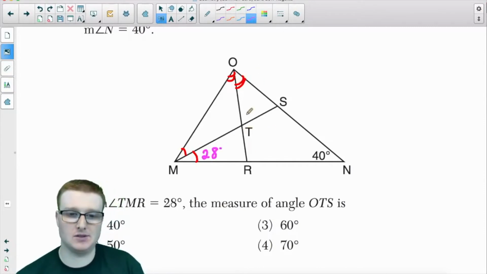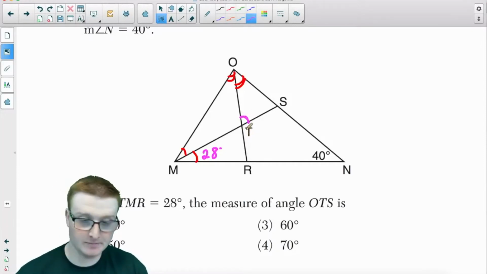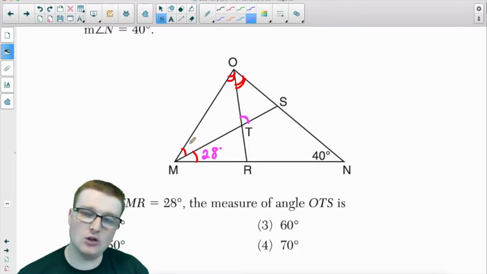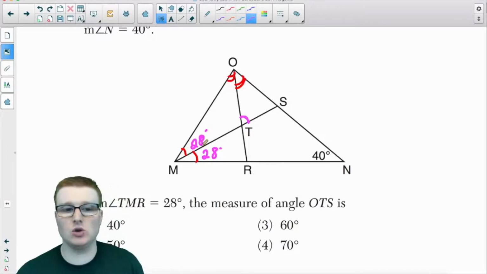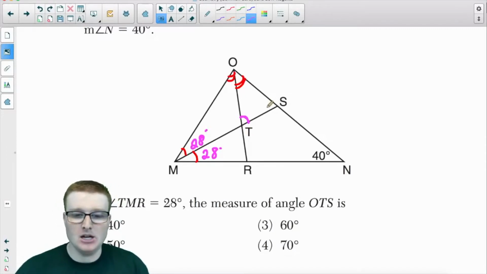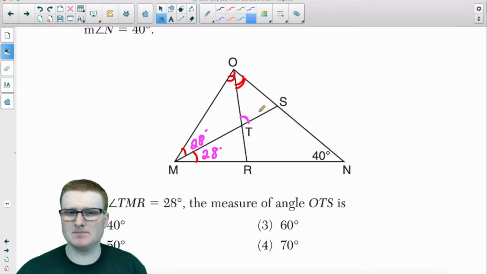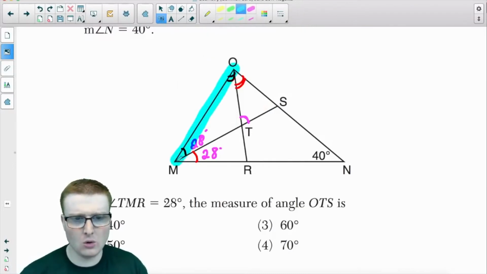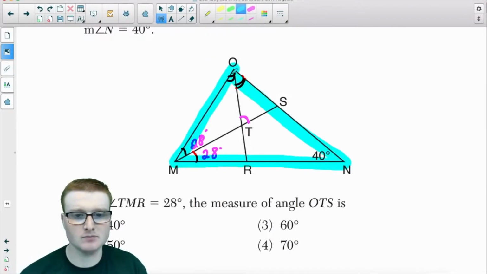Find the measure of angle OTS, which is over here. We're trying to solve for that angle. If this is 28 degrees, we know that this angle next to it is 28 degrees because they just told us it was being bisected. Okay? So you need to use a little bit of a keen eye here. Look at this. Look at the whole picture, the whole triangle.